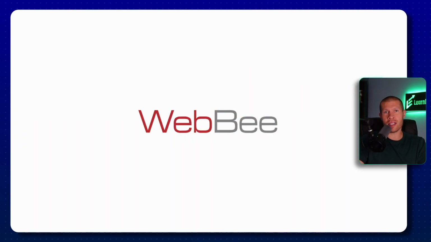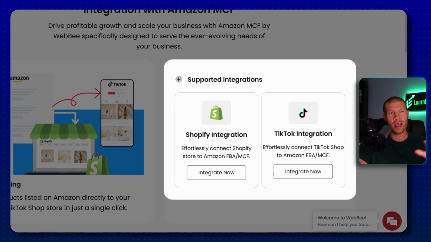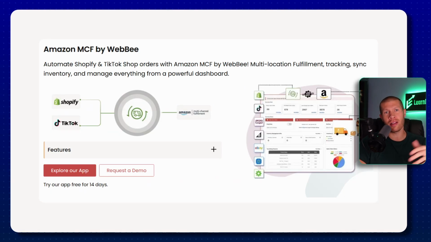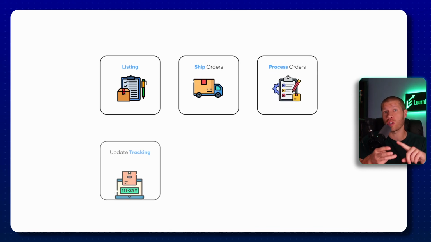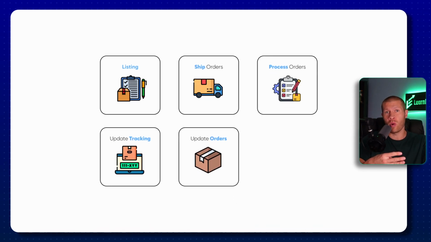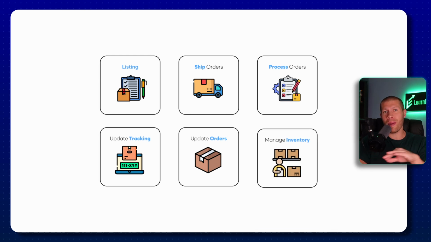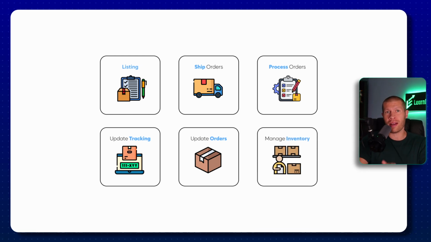Well, WebBee is the answer for both of those situations and much, much more. It's going to allow you to automatically connect and sync your Shopify store or your Amazon store to your TikTok Shop via Amazon's multi-channel fulfillment. That way you can list products, you can ship and process orders, you can update tracking and corresponding orders and make sure that they're synced, and you can manage inventory all automatically, which is going to help you eliminate the tedious manual steps that it takes to do all that yourself that nobody wants to do.